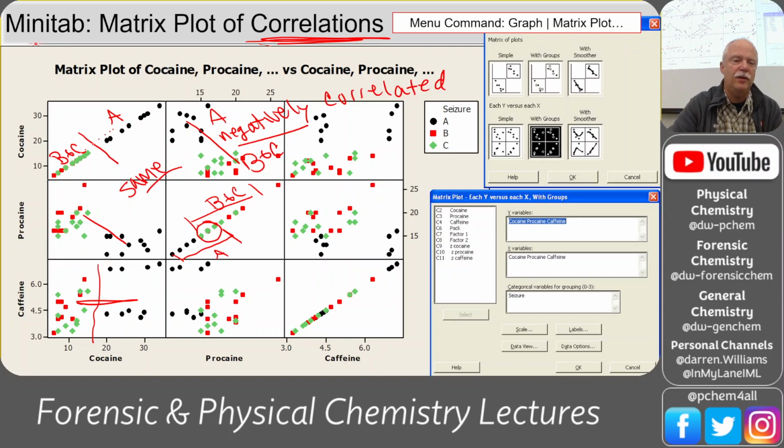Now, you might say, well, this is a really strong correlation. Well, then naturally, because it's cocaine plotted versus cocaine. So if cocaine goes up, cocaine goes up. If it goes down, it goes down. So those are trivial correlations. But this was nice that we could say, yeah, we have complete separation between group A and group B and C.